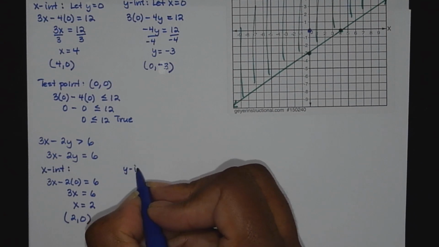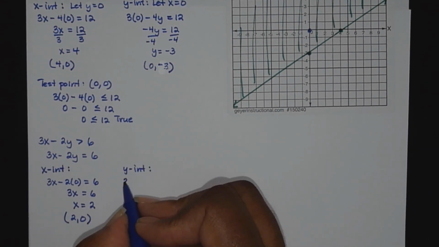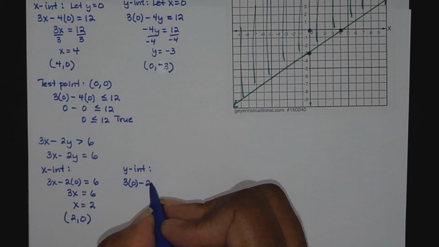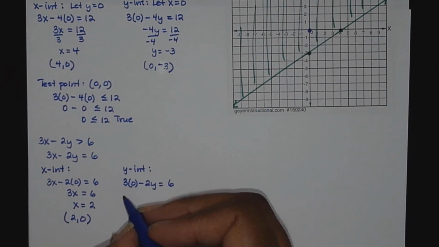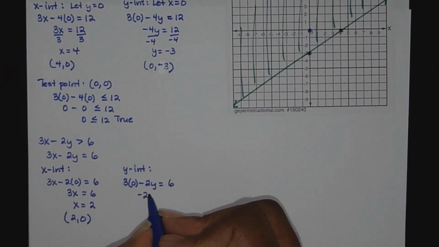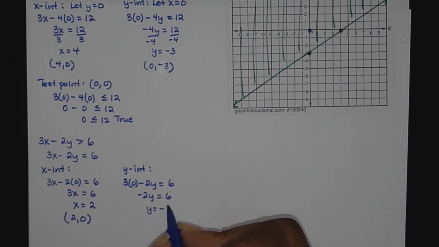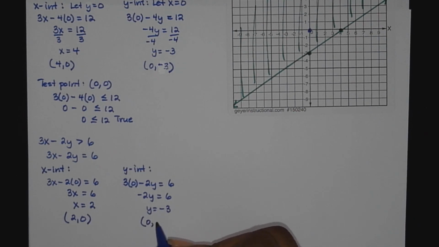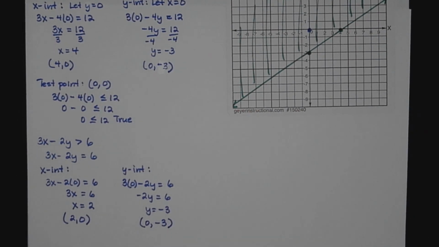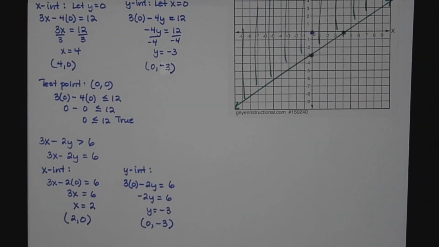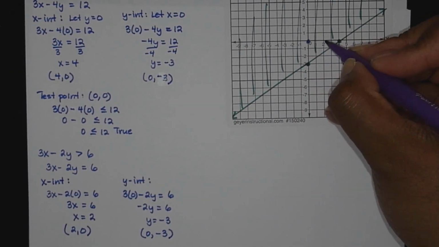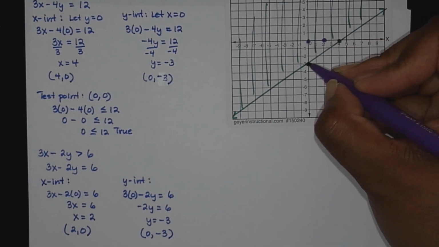And now for the y-intercept, we let x equal 0. So it'd be 3 times 0 minus 2 times y is equal to 6. 3 times 0 is 0. That would leave me with negative 2y equal to 6. That means y has to be equal to negative 3. So I'm going to use a different color. I'm going to use the purple for this one. All right, 2, 0 is right here. 0, negative 3 is right here.